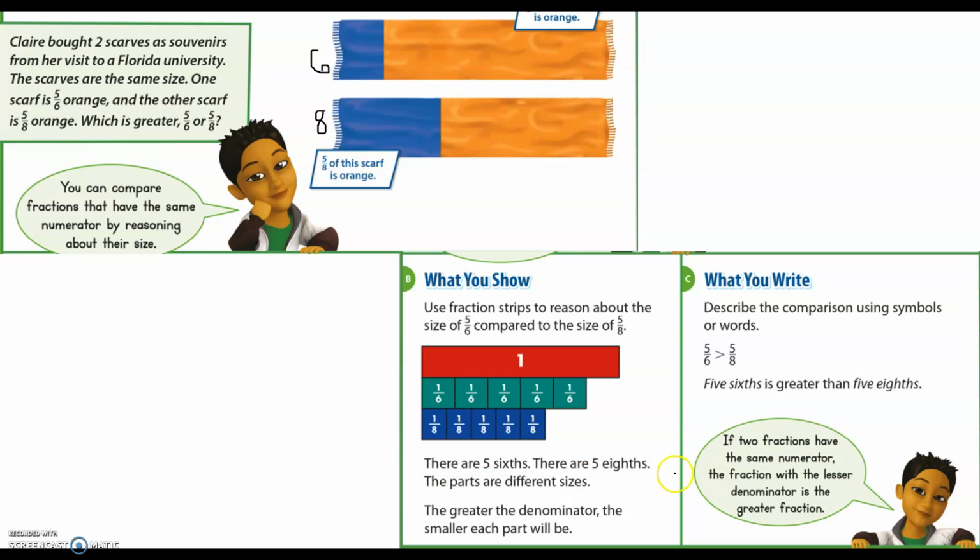Describe the comparison using symbols or words. So we see that 5/6 is greater than 5/8, and that alligator is eating 5/6. So if 2 fractions have the same numerator, the fraction with the lesser denominator is the greater fraction.